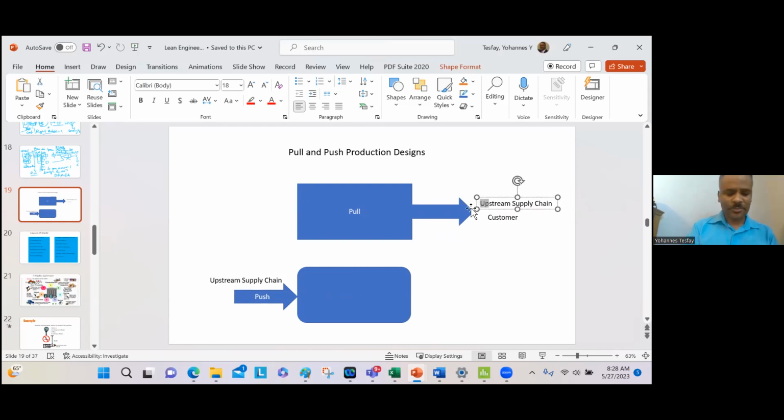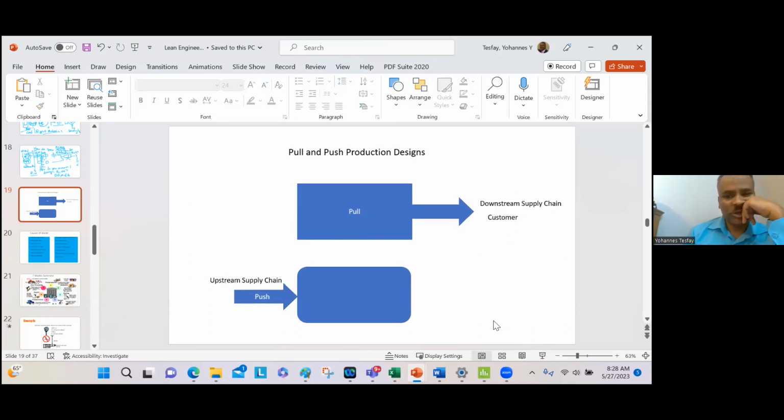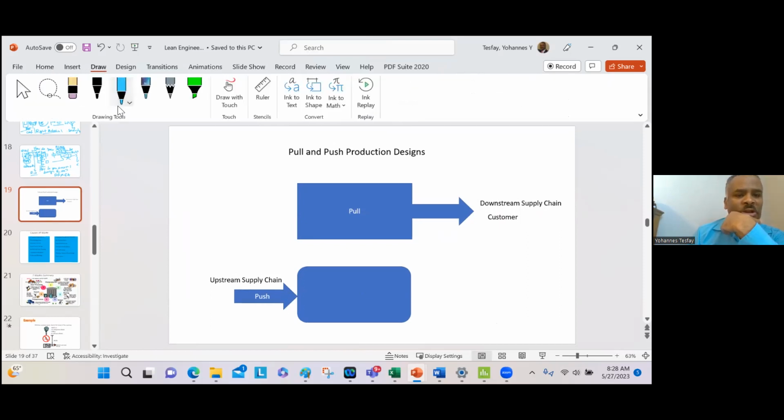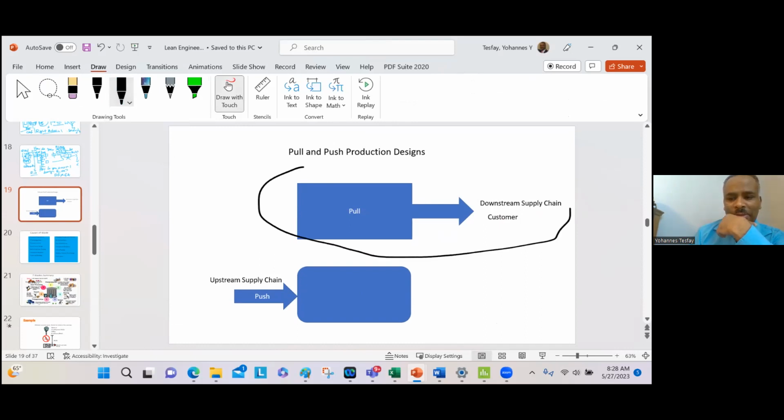Downstream supply chain. You see, just like that. So which one is lean methodology going on? Okay, so this one, lean, doesn't want the push method. It's gonna just work with this method. So what is that method?